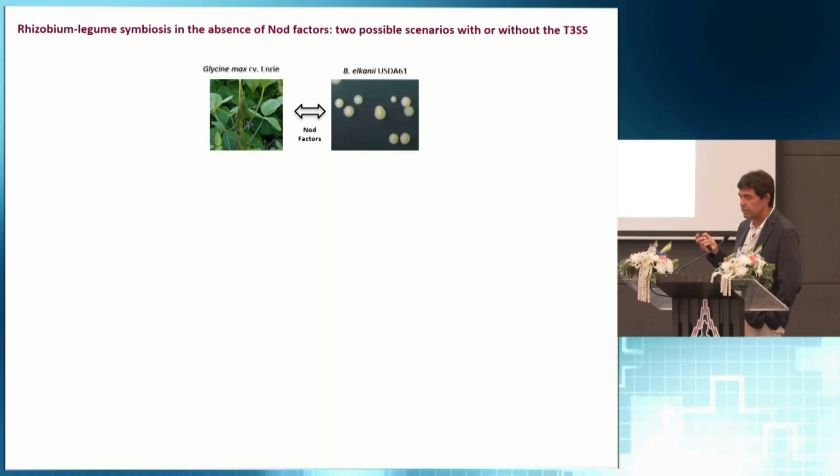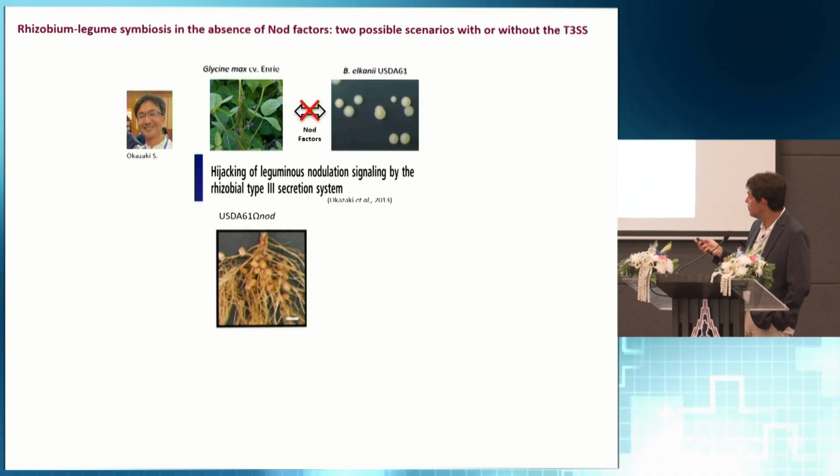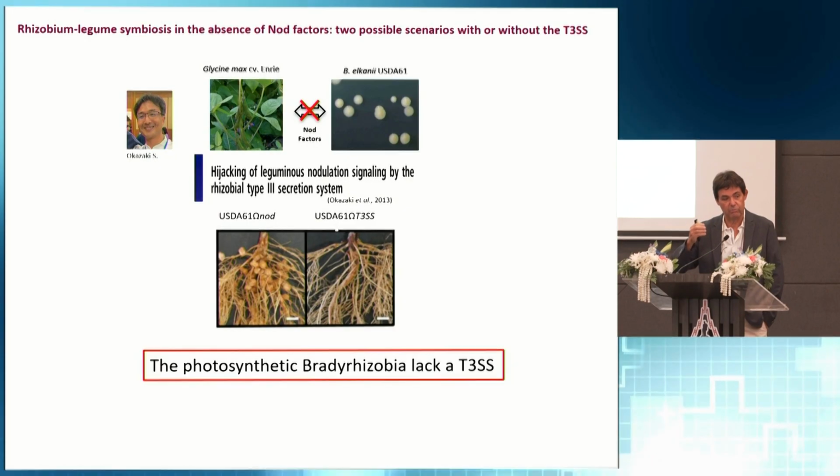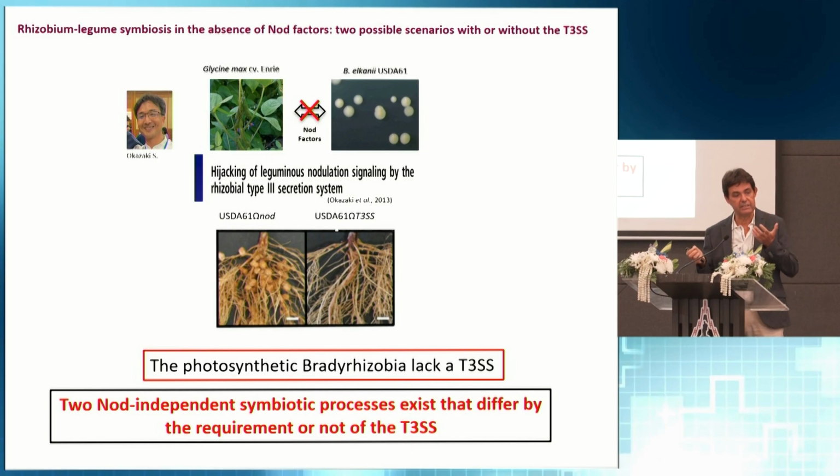The second Nod factor independent symbiotic process has been identified in soybean, a legume species that normally requires the Nod factor for the triggering of nodulation. However, it has been shown by the group of Shin Okazaki that the cultivar NREA can still be nodulated by a Nod-minus mutant of the strain USDA61. Very interestingly, in this last case, this symbiosis is possible only if the bacteria possess a functional type 3 secretion system. If we mutate the type 3 secretion system, the nodulation is completely aborted. And so, considering that most of the photosynthetic Bradyrhizobia, besides lacking nod genes, also lack the type 3 SS genes, this indicates that there exist at least two Nod factor independent symbiotic processes that differ by the requirement or not of the type 3 secretion system.